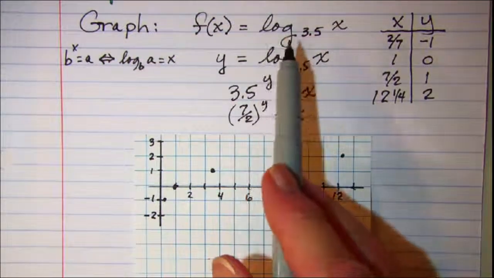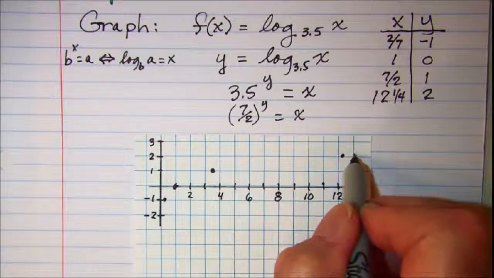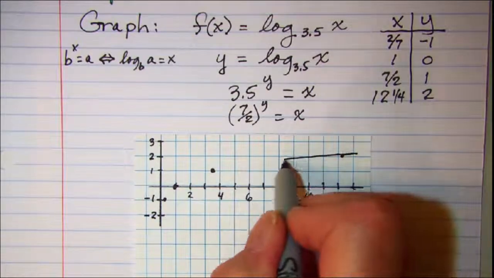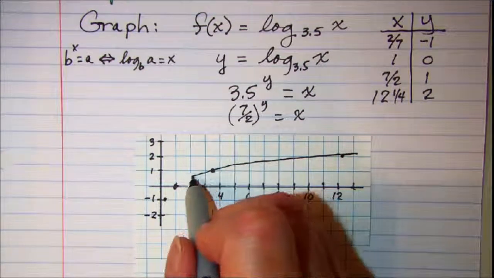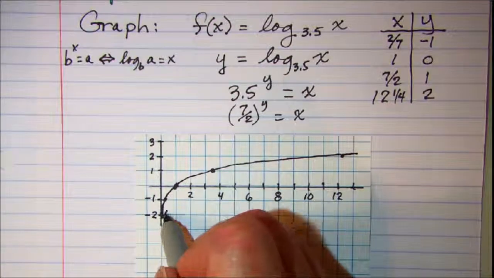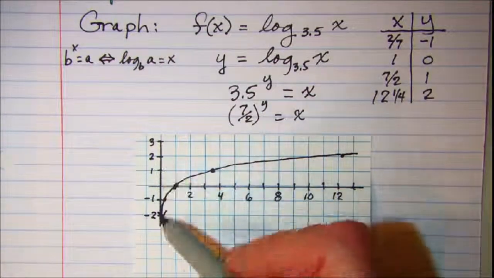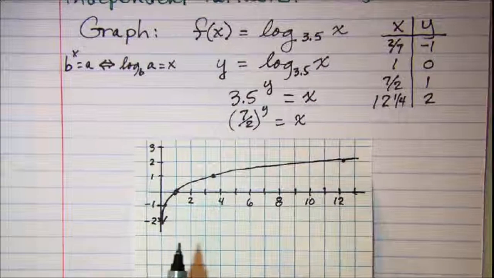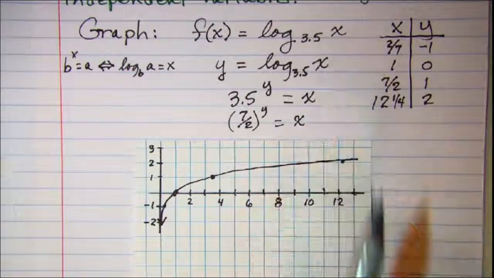My logarithm graph goes through these points, and it will be asymptotic to the y-axis. We'll never have a negative argument because that's not allowed.